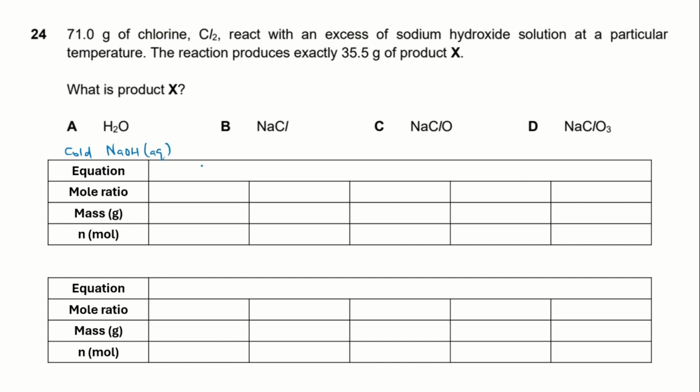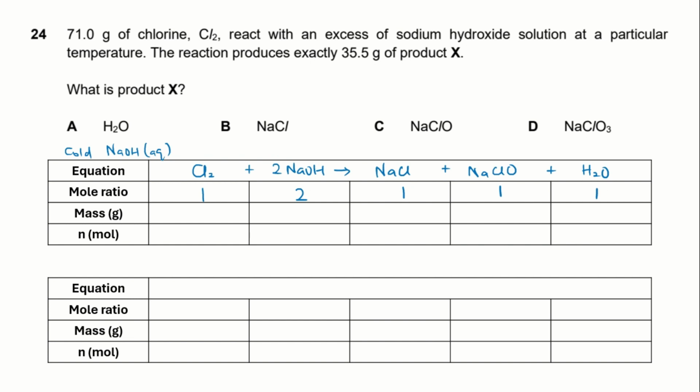the equation will be Cl2 with 2 NaOH forming 1 NaCl, 1 sodium chlorate 1, and 1 water molecule. Mole ratio in this equation for all reactants and products will be 1 to 2 to 1 to 1 to 1.